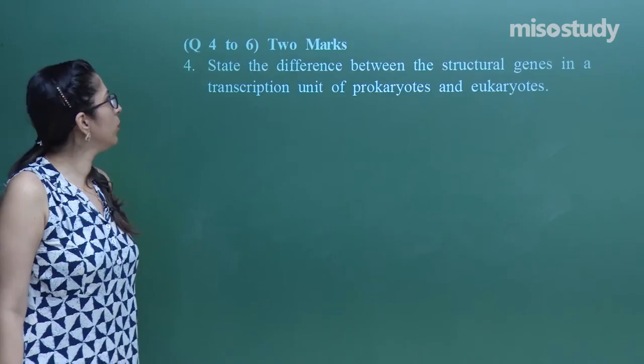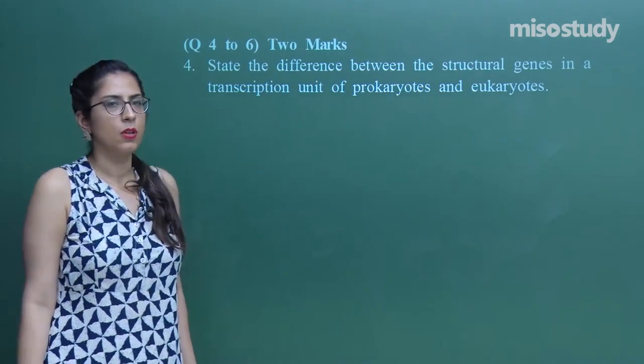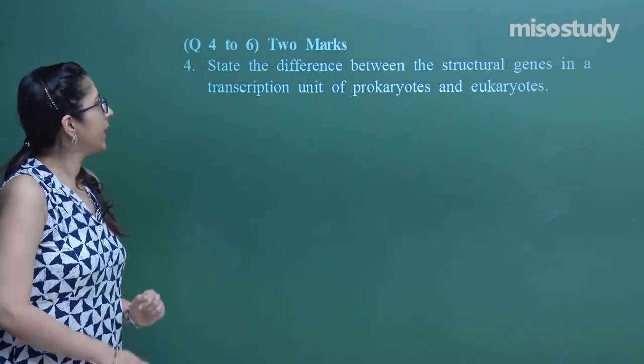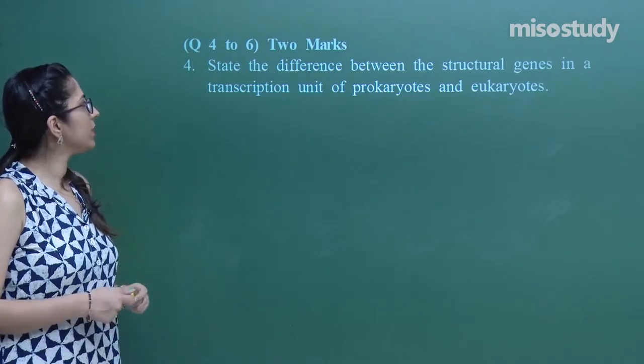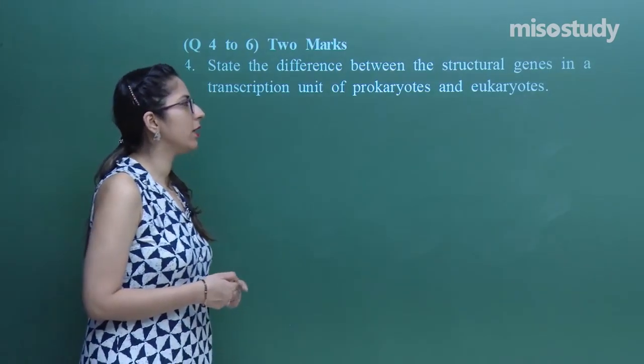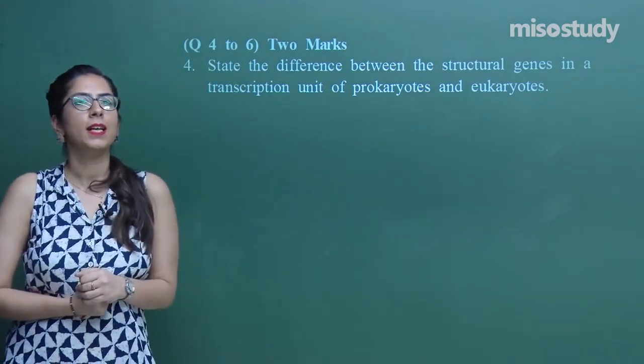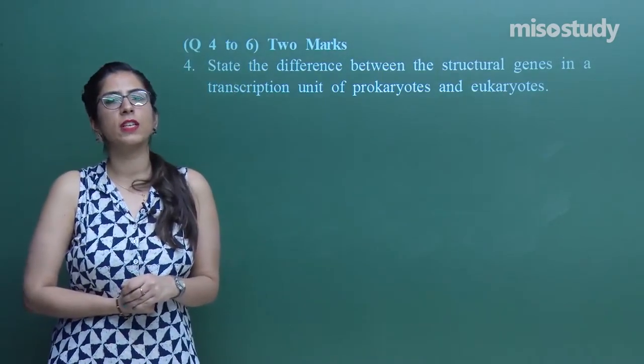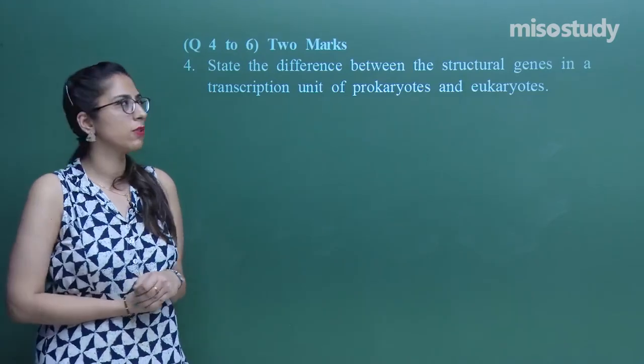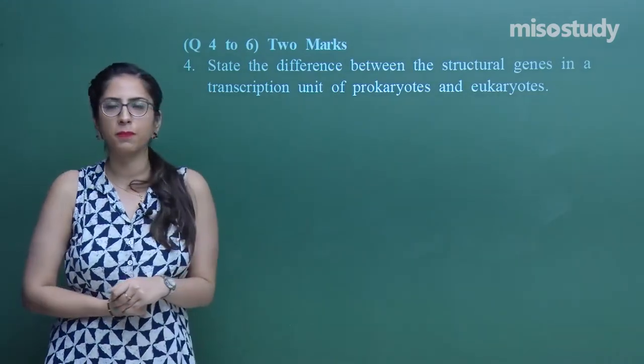Now, let's move on to the 2 marks question. State the difference between the structural genes and transcription units of the prokaryotes and the eukaryotes. Very good question, very important question as well. Yes, there is a difference in the structural genes of prokaryotes and eukaryotes. What is the difference between them?